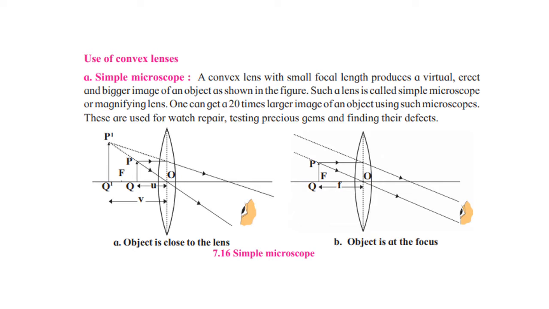We will be continuing with Science 1, chapter number 7, Lenses. Today we will be learning about the uses of convex lens. The first example that we are learning is called a simple microscope.